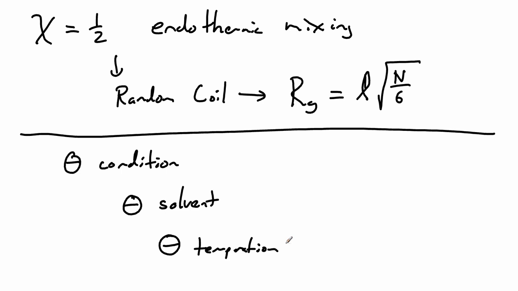Now if chi gets much bigger than 1/2, what happens is the chain continues to contract, and at a certain point it just falls completely out of solution and we have an insoluble polymer.